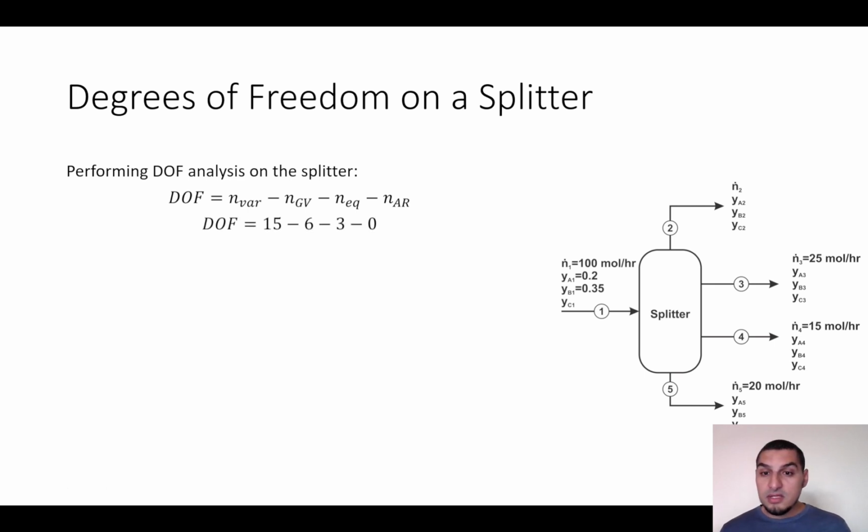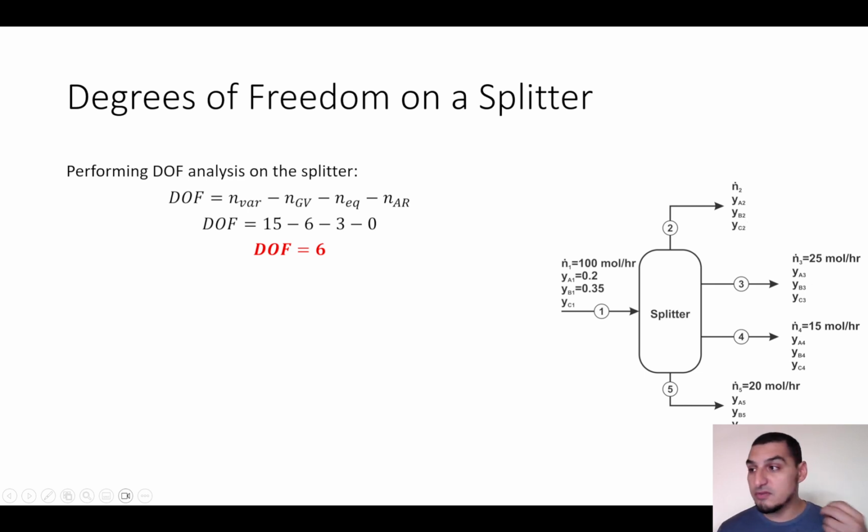So if we calculate the degrees of freedom, we will find out it is 6, which means that I need 6 extra pieces of information to do the mass balance on the splitter and calculate the missing information. However, if you keep in mind that the splitter doesn't change the compositions, then we know that the mole fractions in this stream are the same as the mole fractions in the 4 output streams. So we know all the compositions in the output streams.